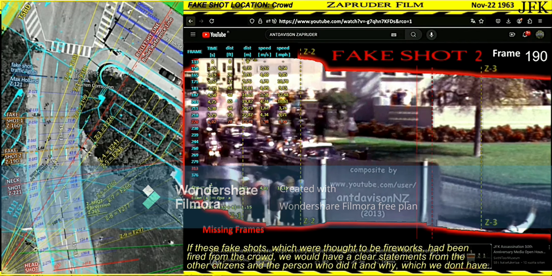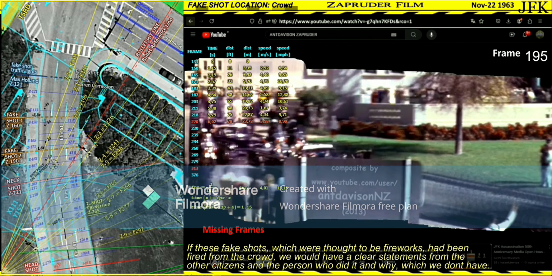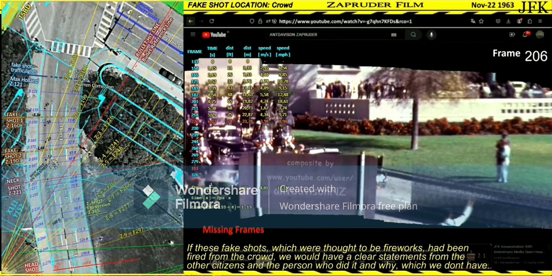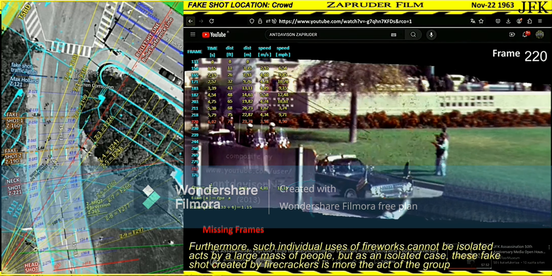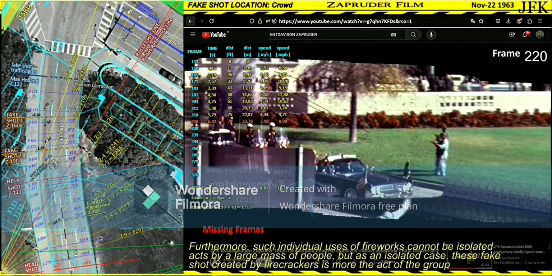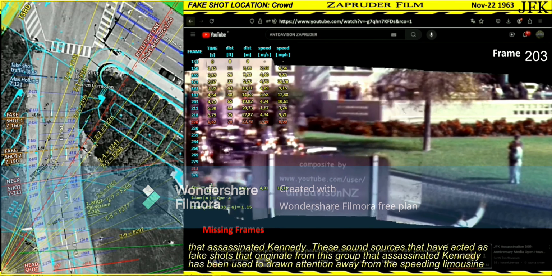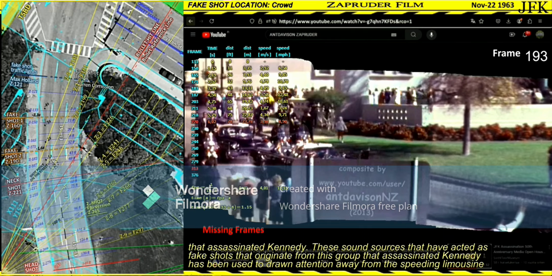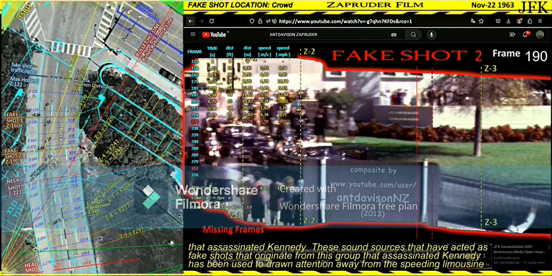If these fake shots, which were thought to be fireworks, had been fired from the crowd, we would have clear statements from the other citizens and the person who did it and why, which we don't have. Furthermore, such individual use of fireworks cannot be isolated acts by a large mass of people. But as an isolated case, these fake shots created by firecrackers are more the act of the group that assassinated Kennedy.